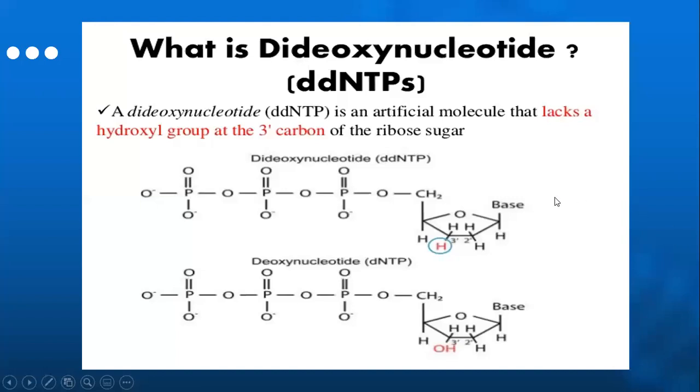So coming to what is a dideoxynucleotide or ddNTP. A dideoxynucleotide or ddNTP is an artificial molecule that lacks a hydroxyl group at the 3' carbon of the ribose sugar. This hydroxyl group is needed for the attachment of another deoxynucleotide so that the chain grows. And this is why the dideoxynucleotides or ddNTPs are known as chain terminators, because they stop the chain from growing.